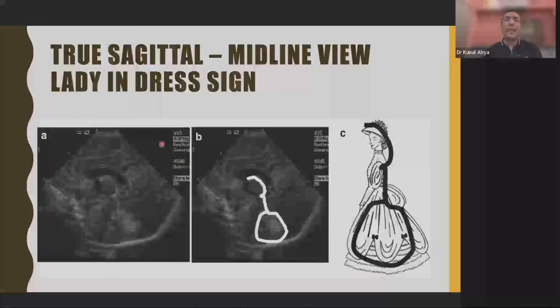So how do you identify whether this is actually in the center or not? This is the true sagittal plane, which we identify as the lady in dress view. Here this is the head and shoulder, this is the body, and this is the gown. You can mark it out like the lady in dress view. So this view is called true sagittal, or midline view, or lady in dress view.